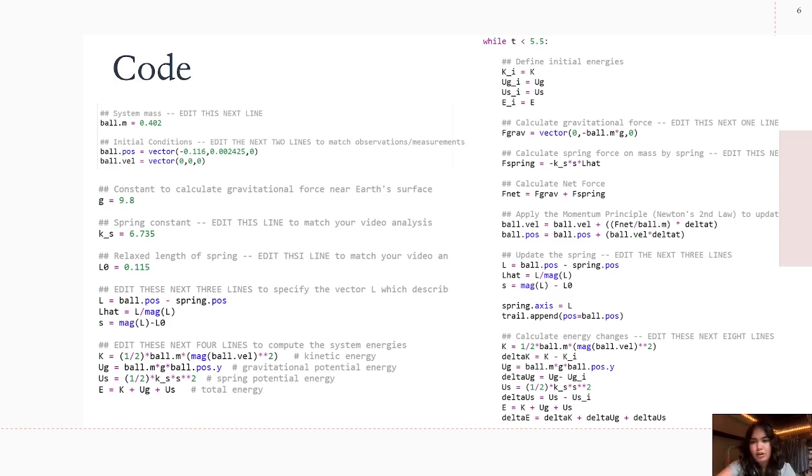So on the left-hand side, those are all our basic initials that we're given. The ball position, g, the spring stiffness, which was 6.735, you can see right there, and then L naught at 0.115. And then on the right-hand side were all of the changing parameters throughout the spring mass system's movement. So you'll see that we have the force of the spring equation, and the net force was that spring force and the gravity, which was causing the motion. Then we have the velocity update formula and the position update formula, and the energy conservation principle at the very end of the statements to be able to determine how energy changes throughout.